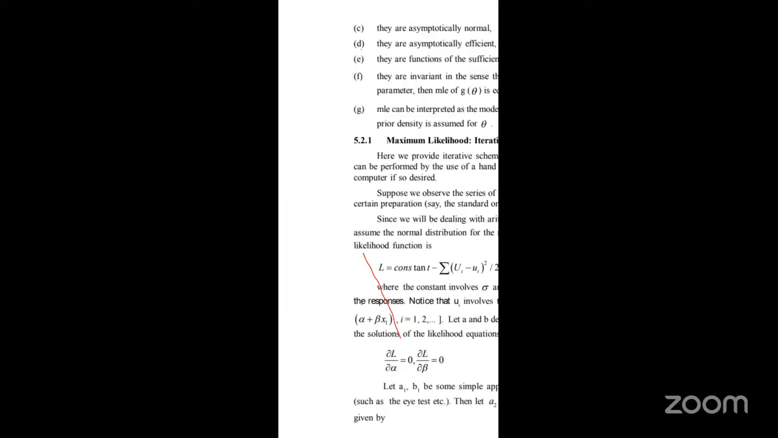The very important one is maximum likelihood estimation in statistical theory. Please go through these points, how to define the maximum likelihood estimation, and its properties.